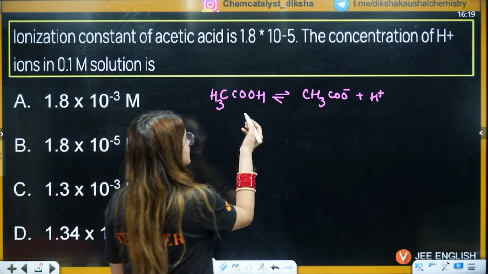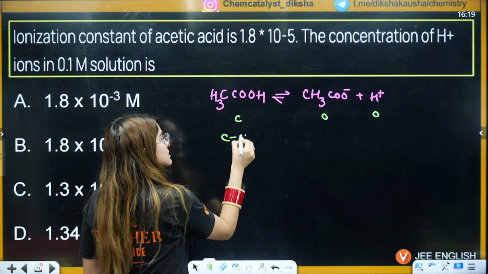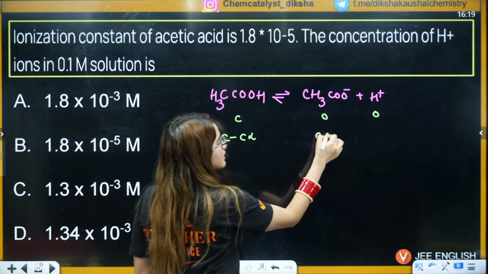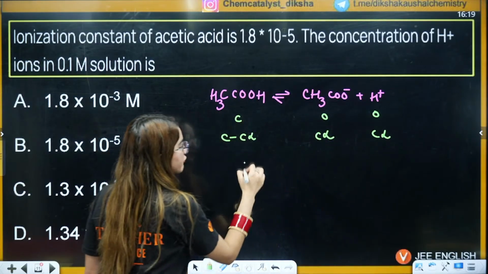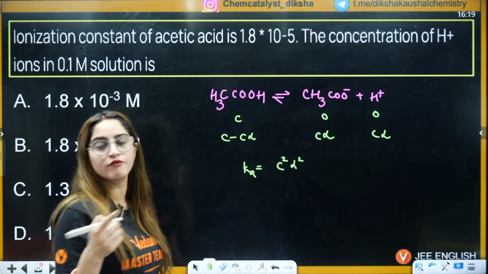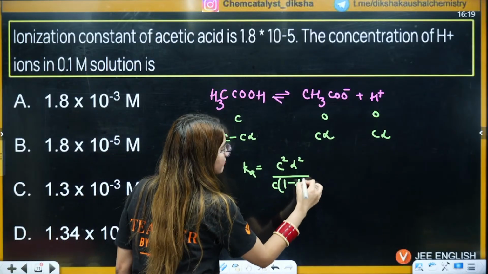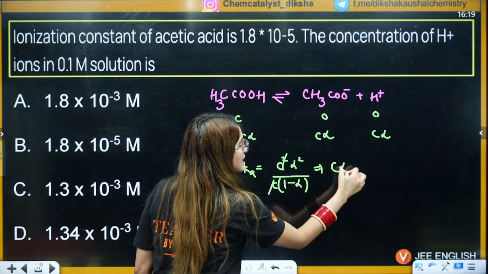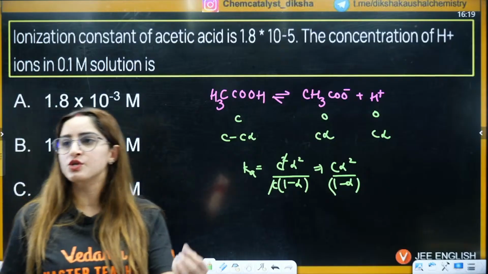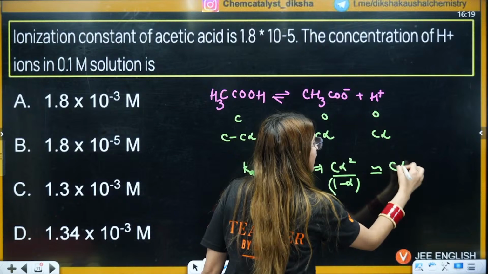Now initially let's say the concentration is C, and for the products it is 0 and 0. By stoichiometry, the initial concentration multiplied by alpha will be subtracted, and C alpha will be formed for each product. So Ka is equal to the product, C square alpha square, over C into 1 minus alpha. Take C common, C cancels, and it will be C alpha square over 1 minus alpha. Now the degree of dissociation is very small in comparison to 1, so you can directly write it as C alpha square.